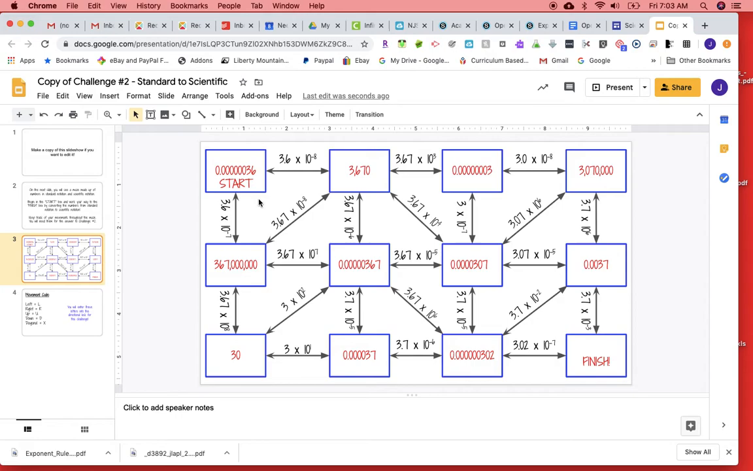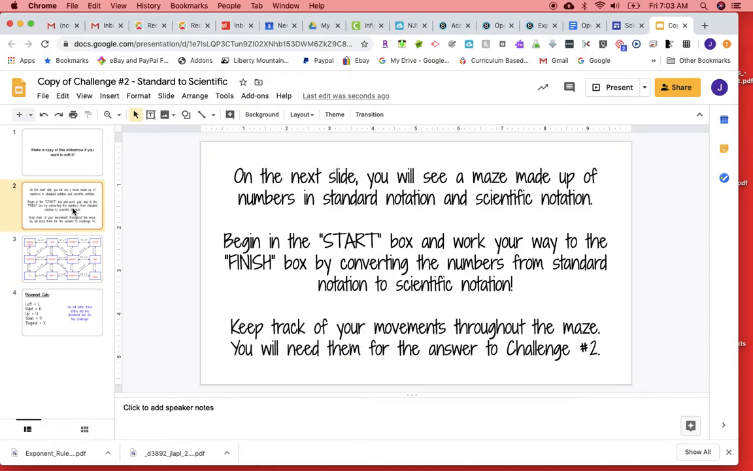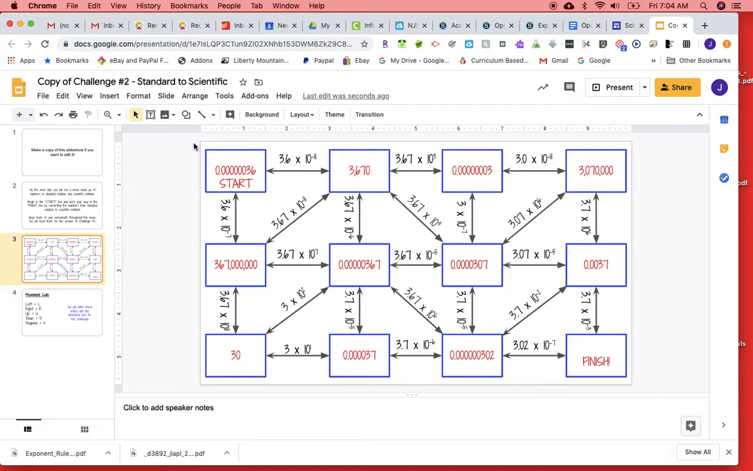So we're going to start here. And depending on which one is the correct answer, it'll determine which way we go. So we want to get from here all the way to there eventually. Remember, we need to keep track of our movements through the maze. You'll need them to answer. So that's why you want to make a copy of this, so we'll make marks on here so we know which way we went.